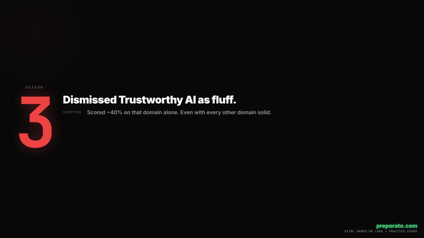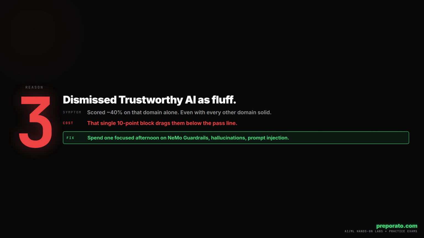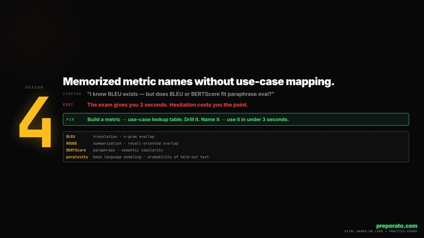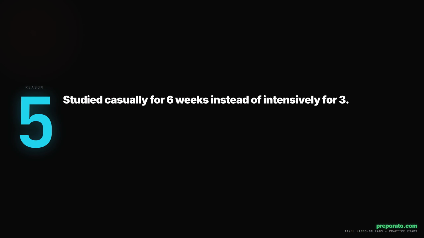They dismissed trustworthy AI as fluff, scored around 40% on that domain alone, and that 10-point block by itself dragged them below the pass line even when the other 4 domains were solid. 4. They memorized metric names but couldn't map a metric to a use case under pressure. They know BLEU exists, but they can't tell you in 3 seconds whether BLEU or BERTScore fits a paraphrasing evaluation, and the exam gives them 3 seconds.